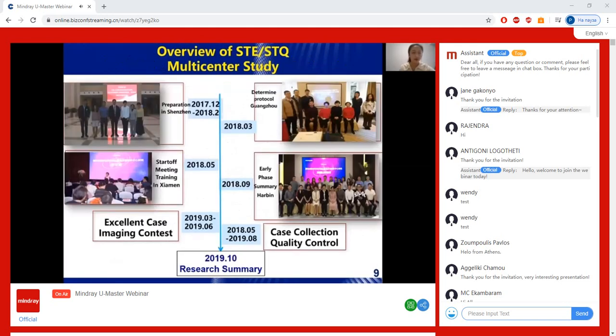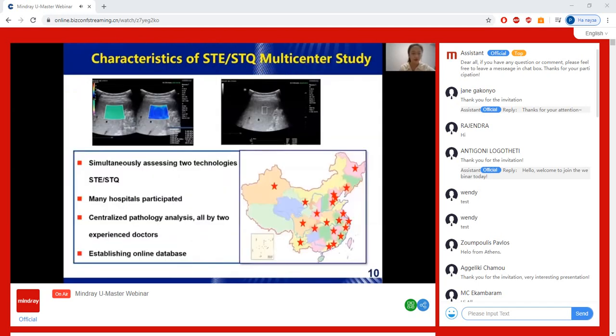From December 2017 to October 2019, preparation meetings, research protocol determination, elastography operation training, case collection, quality control, and research summary were accomplished. In this multicenter study, two technologies, including STE and STQ, were assessed simultaneously. Liver pathology analyses were all performed in a third-party professional center by two experienced doctors. Online database was established to upload data, including baseline characteristics and images.